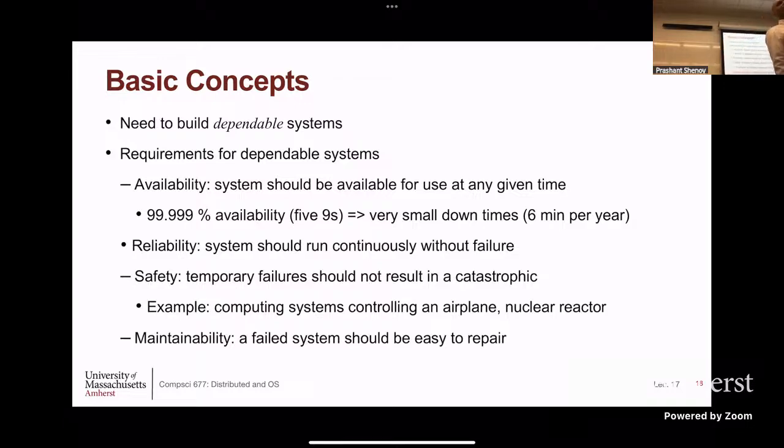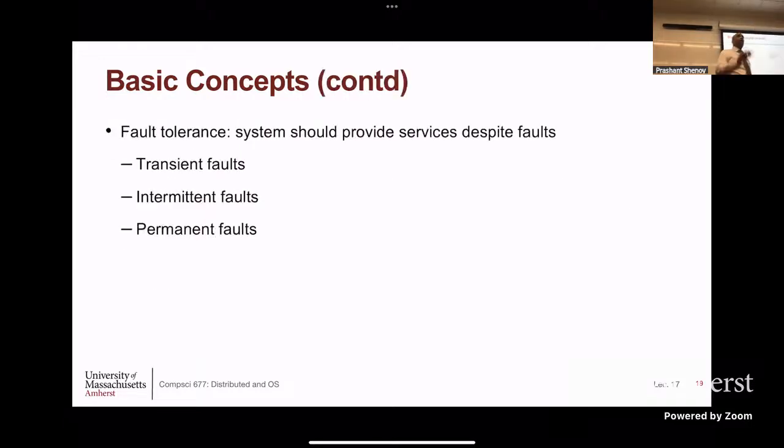Maintainability is the last term there. That just means that if there's a failure, you should be able to recover from it and fix the problem. All right. So with that, we'll talk about some more terms, and then I'll show you some very simple techniques to do some fault tolerance. The 3 terms we'll talk about are transient faults, intermittent faults, and permanent faults.